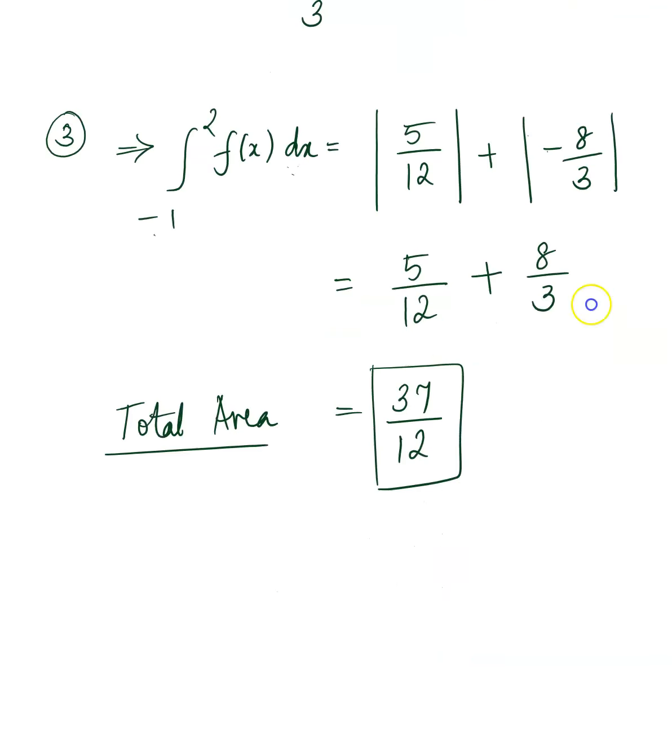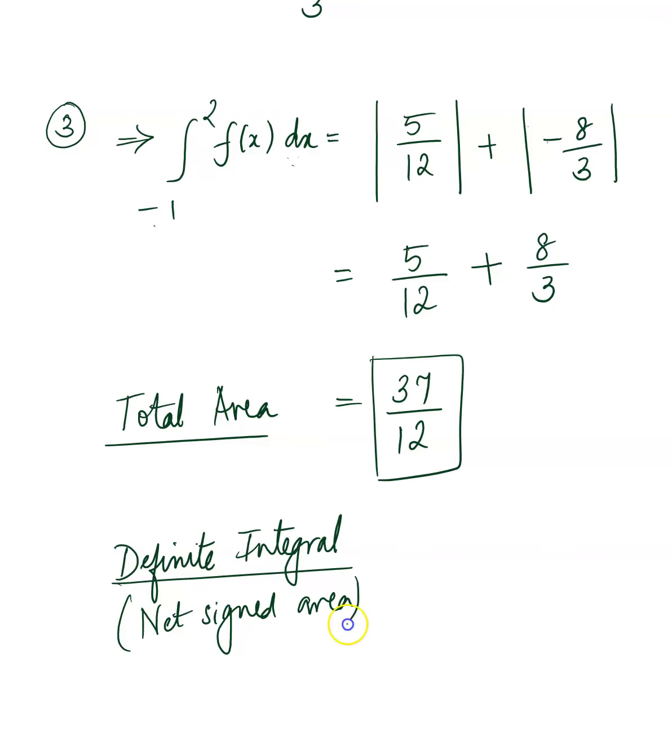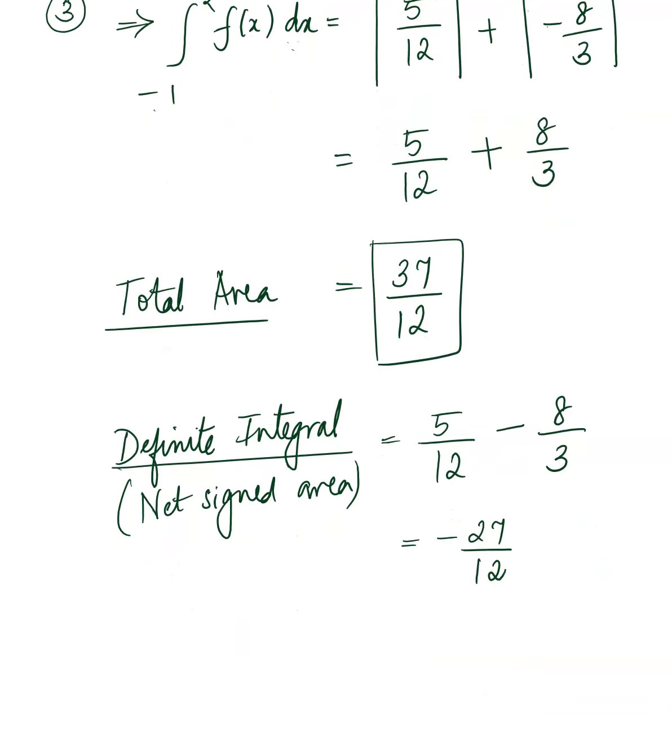If we didn't do that, if we did the definite integral, that will be the net signed area, then your answer would have been 5 over 12 minus 8 over 3. And that would give us a negative 27 over 12. Okay, and so you can then reduce that. It reduces by 3, isn't it? So negative 9 over 4.